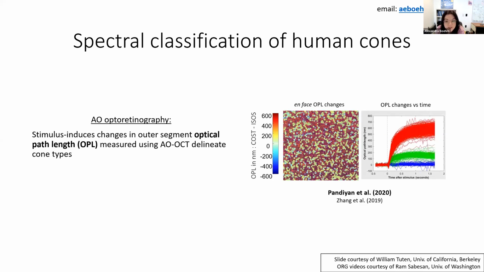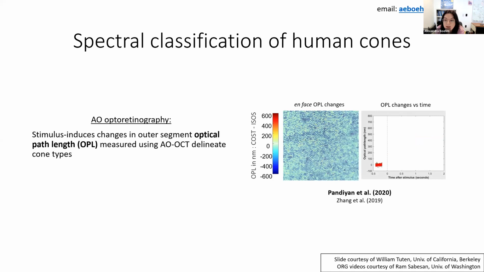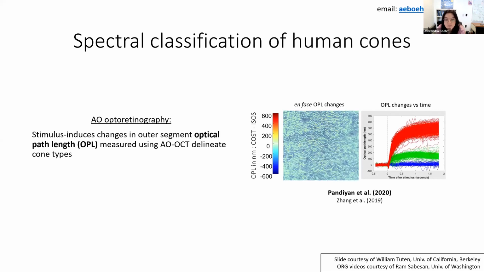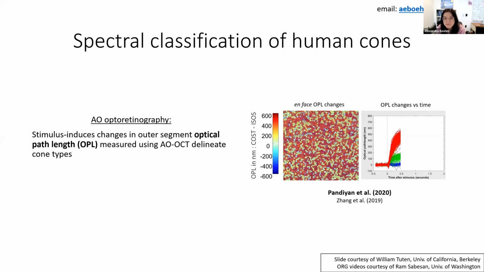And more recently, it's been used by Sabesan and his group at the University of Washington, where we've been really fortunate to collaborate with Ram and his students to have our subjects' cones classified for the study that I'm going to be talking about today. And I won't go too much into depth in the interest of time about the different cone classification methods that use AO, but one thing to note is that this is not just the most recent method that's being used, but it's also the most precise.